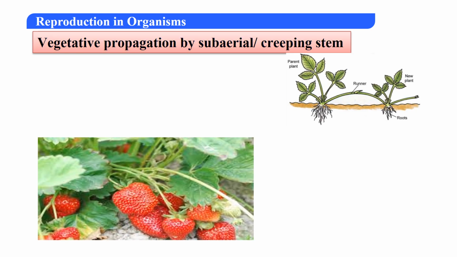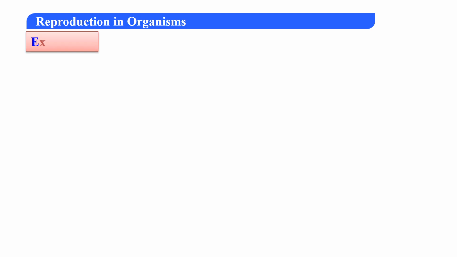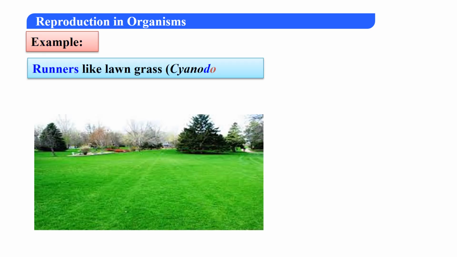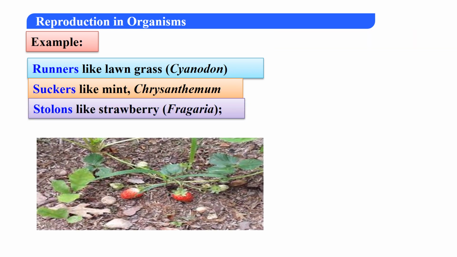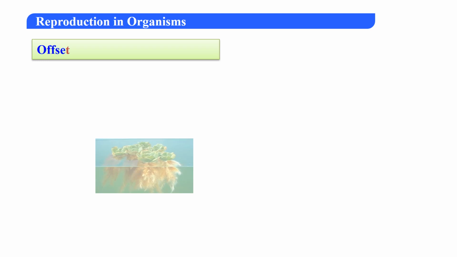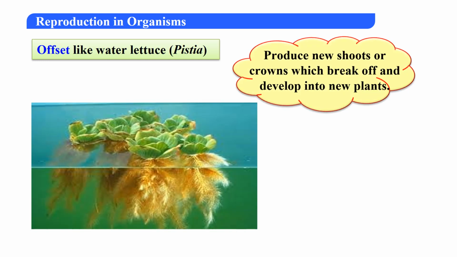Vegetative propagation by subaerial and creeping stem. Vegetative propagation is by the production of new shoots or crowns. Examples: runners like lawn grass, suckers like mint and chrysanthemum, stolon like strawberry, offset like water lettuce, that is Pistia, produce new shoots or crowns which break off and develop into new plants.